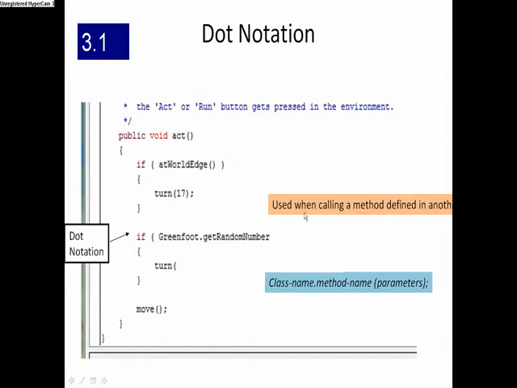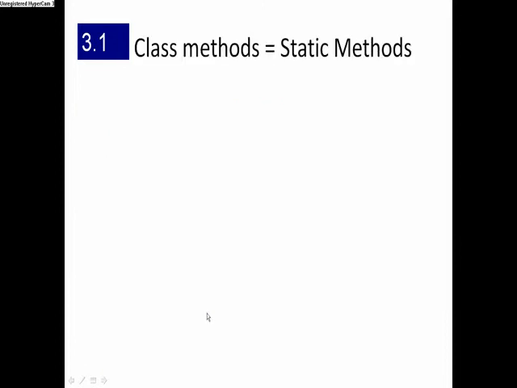This is used when calling a method defined in another class: class name dot method name, then the parameter. So you say the class name, Greenfoot, dot the method name, getRandomNumber, and then the parameters, which I'm not showing yet. This is the dot notation. Let's talk a little bit more about this.